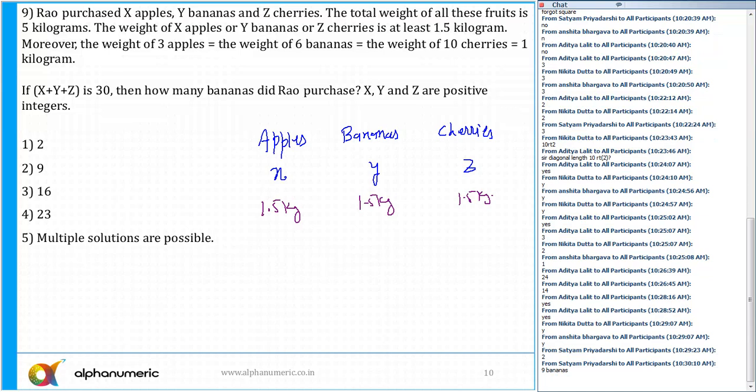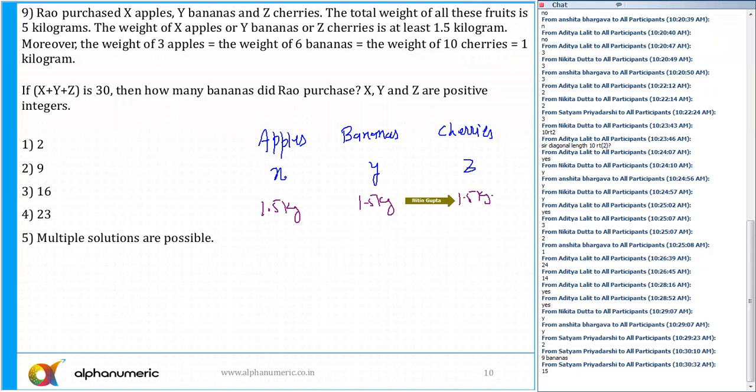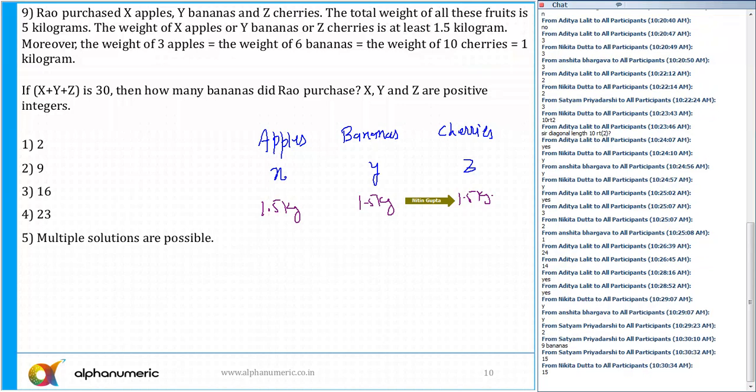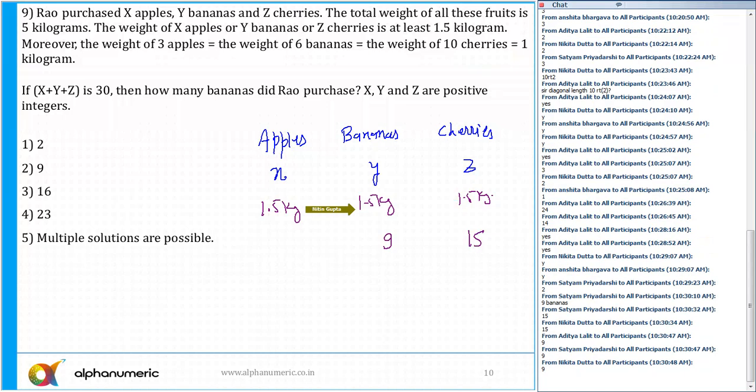Now tell me one thing. It says the weight of 10 cherries is equal to 1 kg. So in 1.5 kg, how many cherries? Can anyone guess? 15. So minimum 15 cherries he purchased. Bananas: weight of 6 bananas is 1 kg. So 1.5 kg means how many bananas? Minimum 9. I'm writing down the minimum 9.